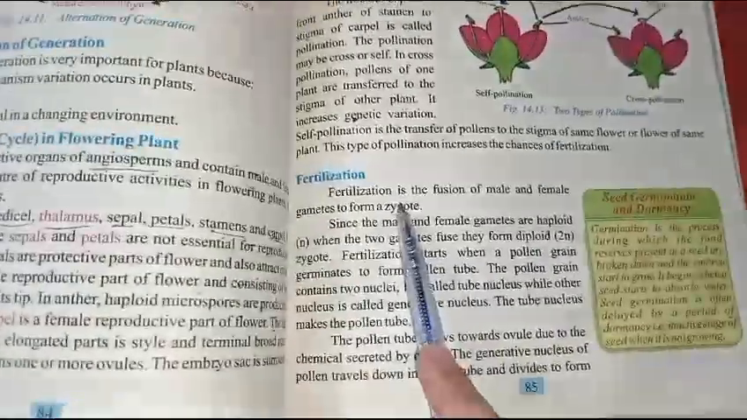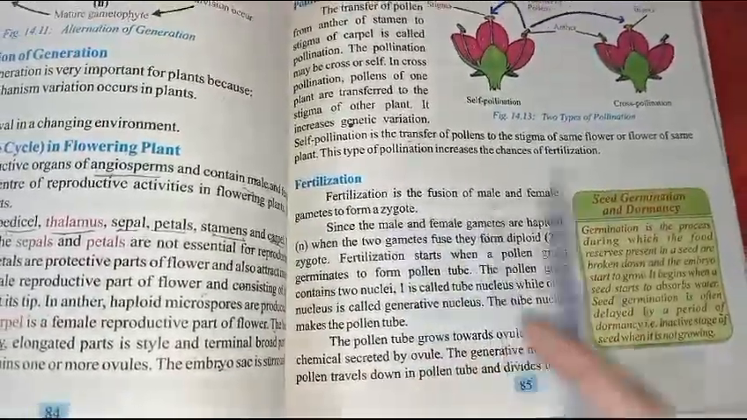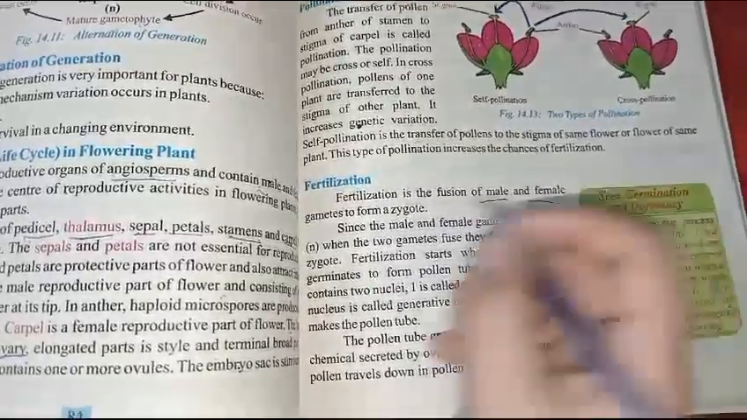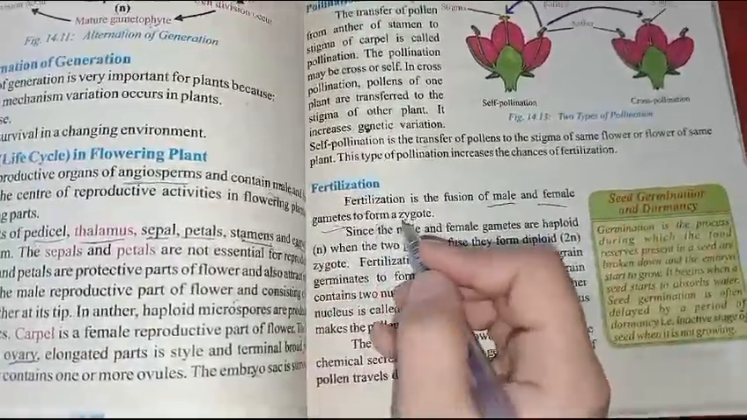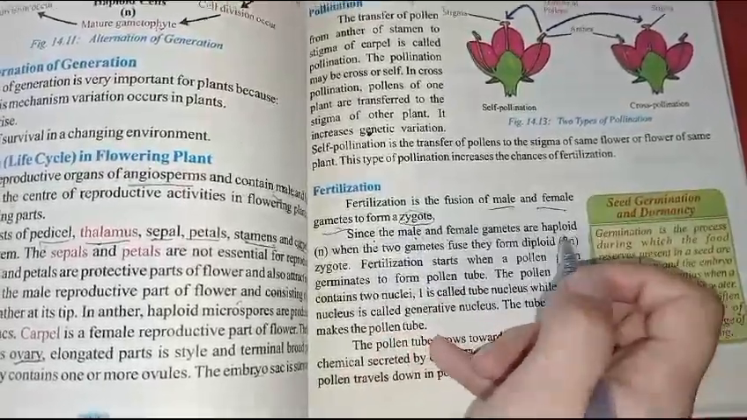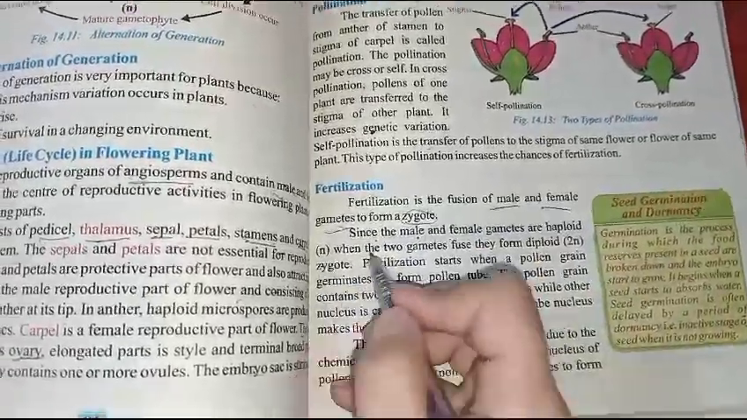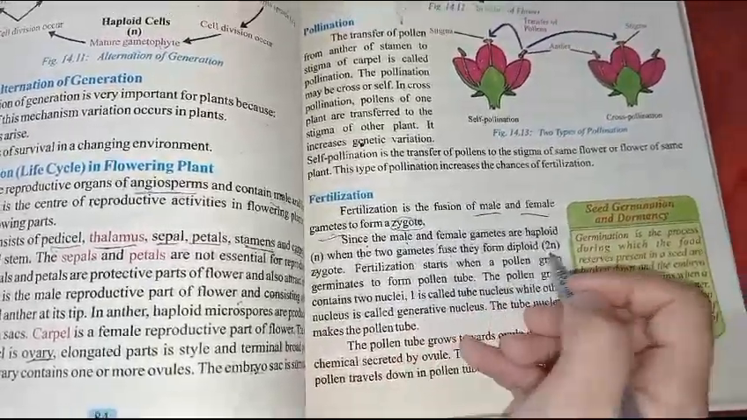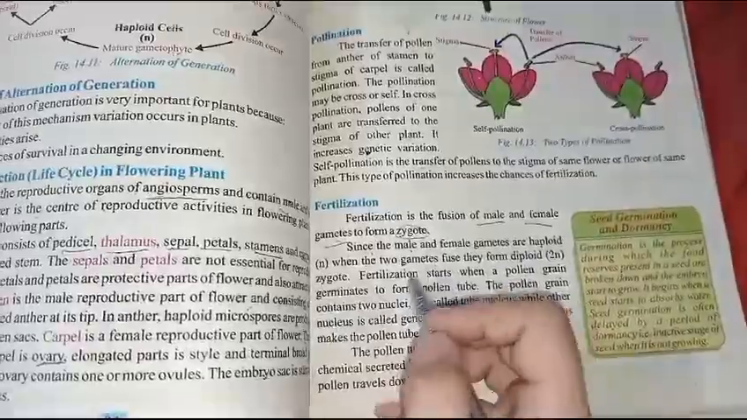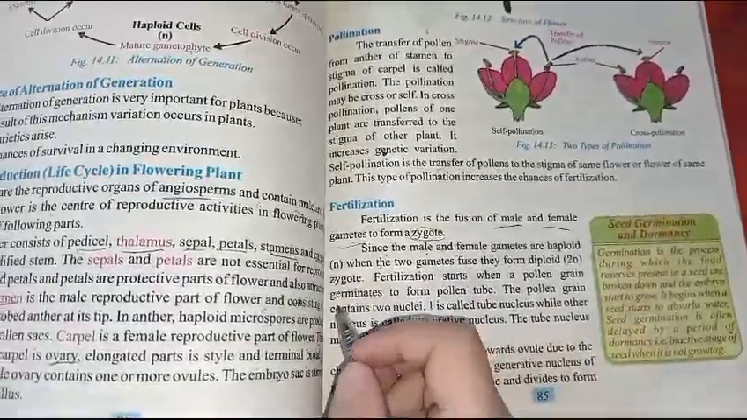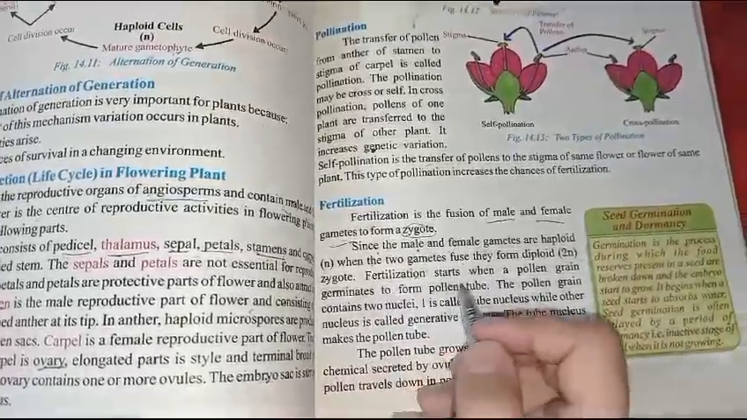Fertilization is the fusion of male and female gametes to form a zygote. Since the male and female gametes are haploid, when the two gametes fuse, they form a diploid zygote. Fertilization starts when a pollen grain germinates to form a pollen tube.